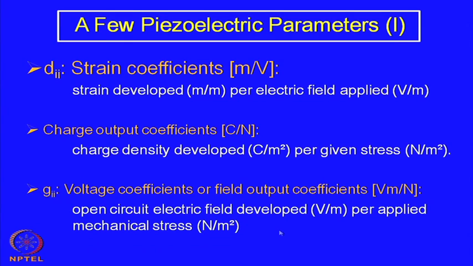Then voltage coefficients, or the field output coefficients, these are denoted by gij. So, it is the open circuit electric field developed per applied mechanical stress. Once again it is very simple, we are applying a mechanical stress and an electric field is generated. So, there must be a mathematical relationship between the two, and the coefficient is gij, and the unit is volt per meter, per applied mechanical stress in Newton per meter square.